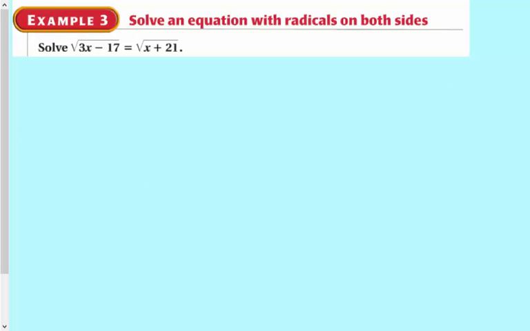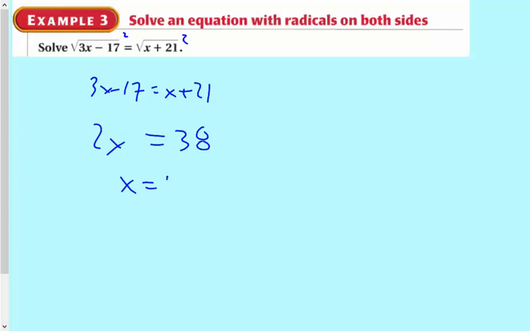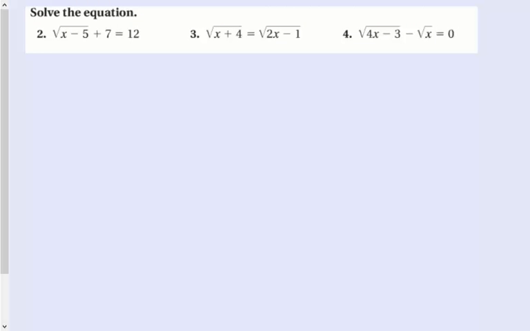Now this is an example where you have radicals on both sides. When you have radicals on both sides, you just get to square both sides and they're just gone. It's nice and easy. Subtract the x to get 2x, add the 17 to get 38, divide by 2 to get 19. And then again, you can plug in your answer to make sure that it works. But those are nice and simple actually, even though they look kind of complicated.